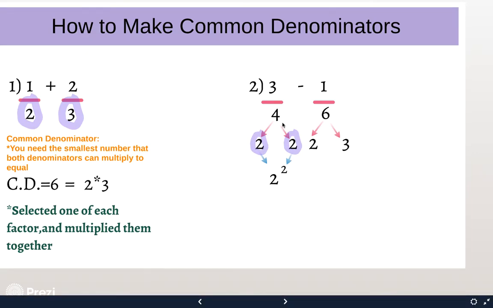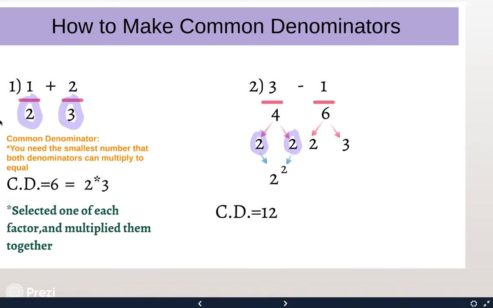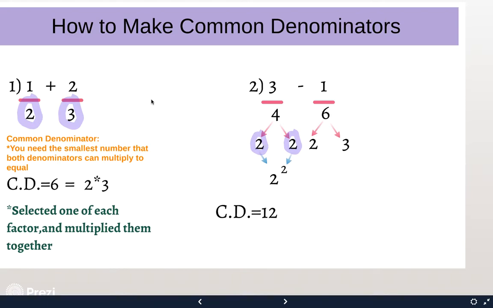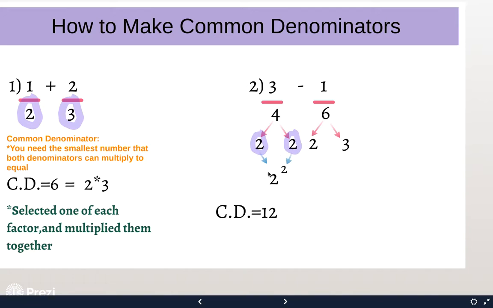Okay, so anyways, we also need to think about what's the smallest thing that 4 and 6 go into. So the smallest number that 4 and 6 both multiply to equal, oh man, you guys are so smart. It is 12. Okay, so our common denominator in this one is 12. And 12, if we break it down into its prime factors, breaks down into 4 and 3, but 4 can break down into 2 squared like you see here. So this is kind of like 2 squared times 3. 2 squared is 4, and 4 times 3 is 12.